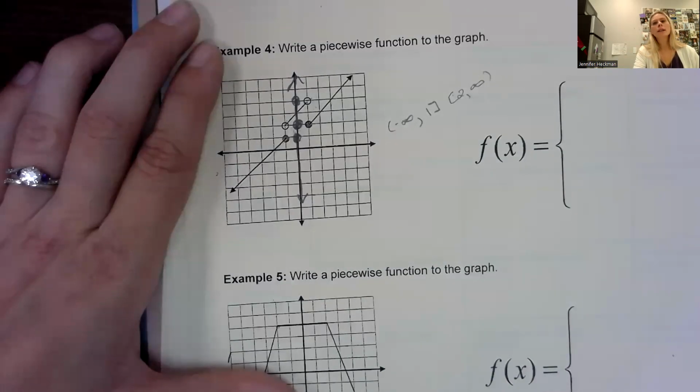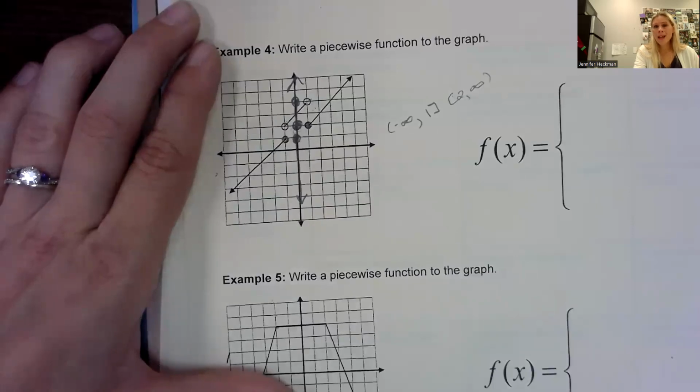Other than that, let's do some practice, see how much we remember all the domain, range, intercepts, symmetry, and end behavior.